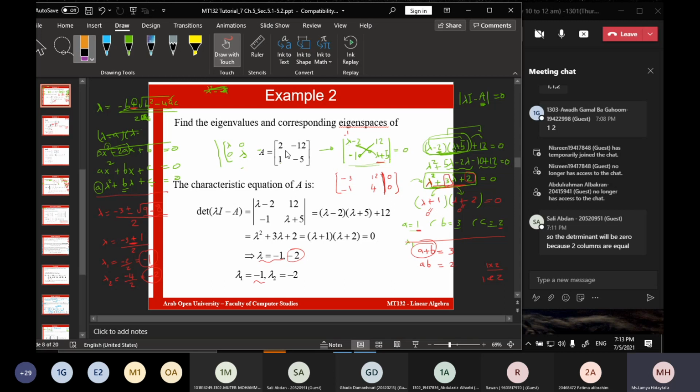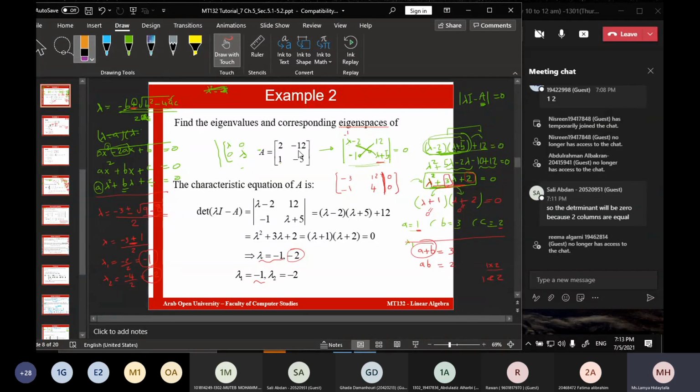The trace of the matrix, which is the addition of these two numbers, is equal to the addition of the eigenvalues. But where are the eigenvalues? Minus 1 and minus 2, add them up, minus 3. So this is minus 3 and here minus 3. Now the statement of the theorem: the trace, which is the addition of the diagonal elements, is equal to the addition of the eigenvalues. Clear?